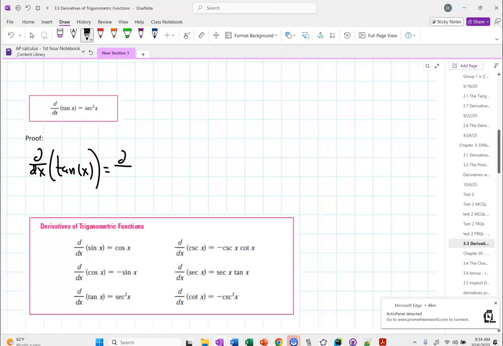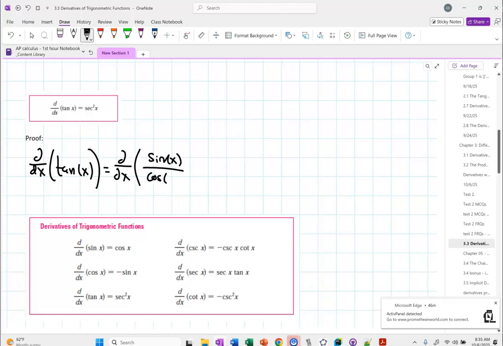Rather than using the limit definition, I'm going to rely on the fact that I know the derivative of sine is cosine, and that the derivative of cosine is negative sine. So I want to start by rewriting tangent in terms of sine and cosine. What is tangent in terms of sine and cosine? Sine over cosine. Hopefully you guys still remember that from last year.